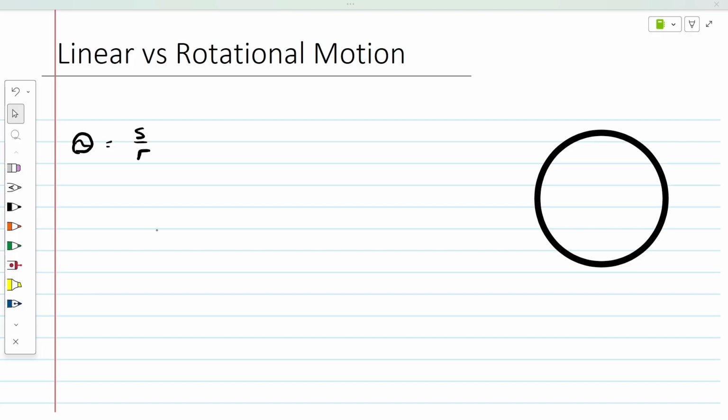So let's start with this very simple equation. This is where we're going to build all the other equations off of. This is saying the angle equals s over r, where s is the distance. If we have a circle over here, and it travels by some angle, and this is the radius, this distance we call s. Since it's along a curve, we're going to call it the arc length.